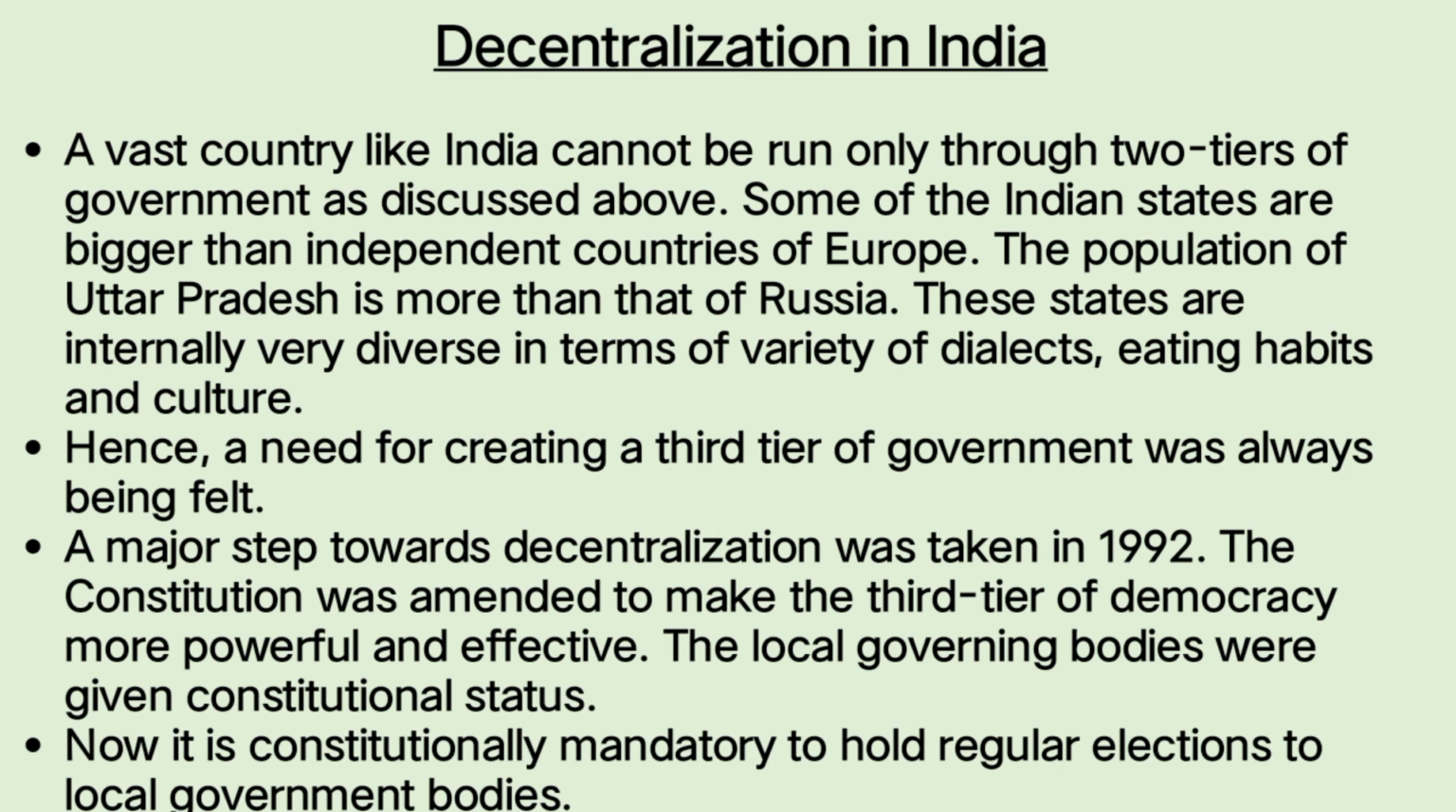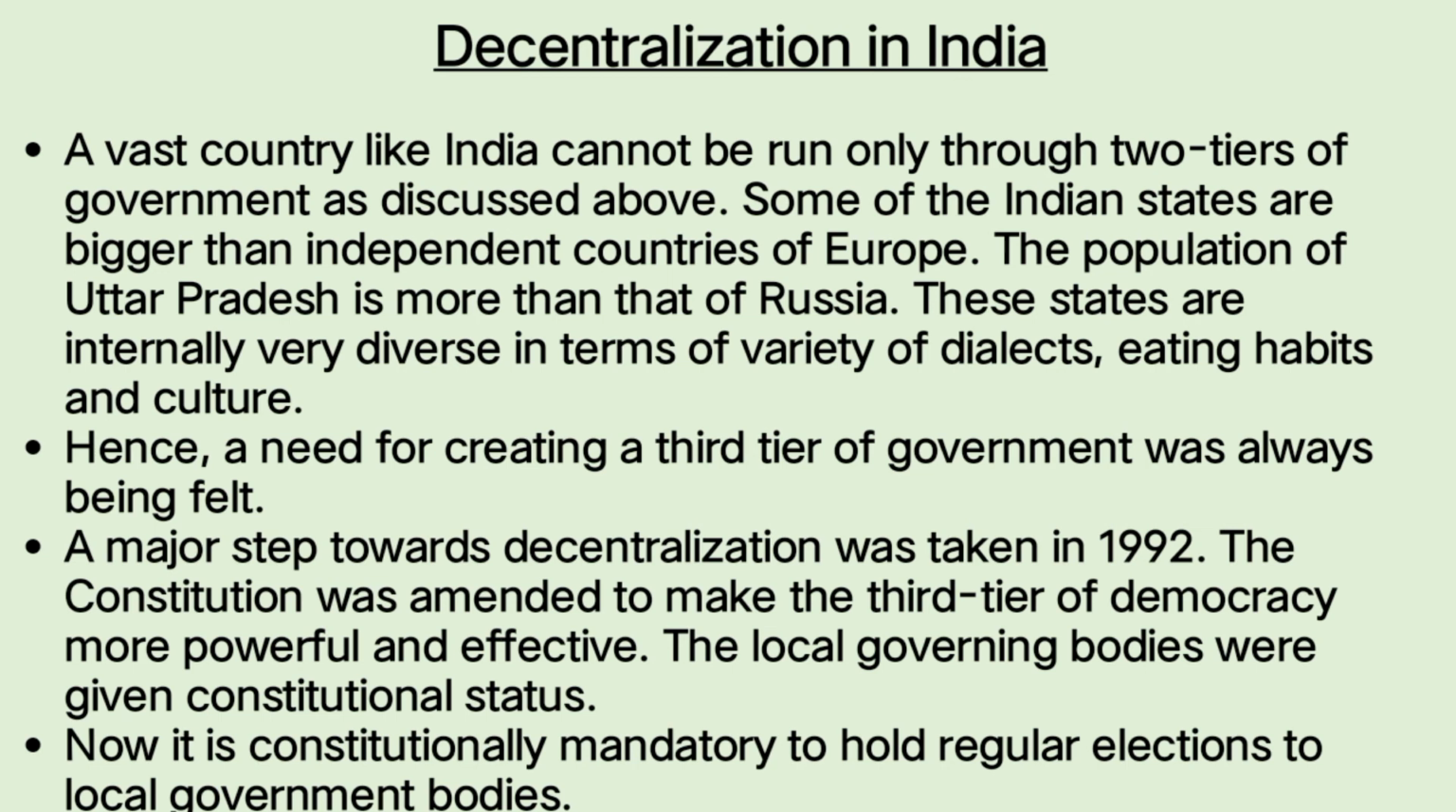What are the needs of the local people? They cannot go to every nook and corner of the country and solve their problems of drinking water, roads, electricity, and all. So, hence, it was needed that a third level of government has to be started, and the major step towards decentralization was taken in the year 1992.